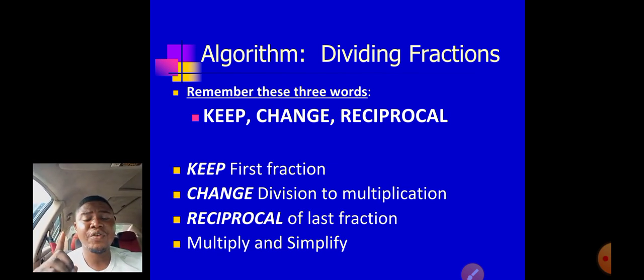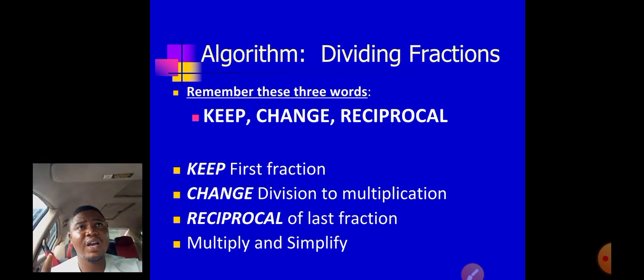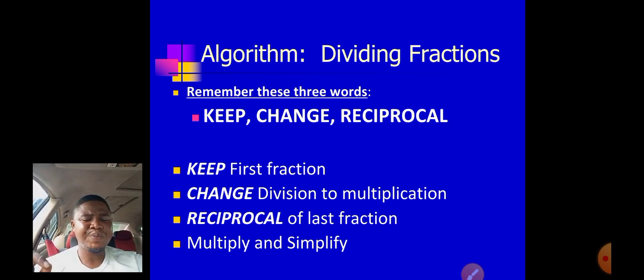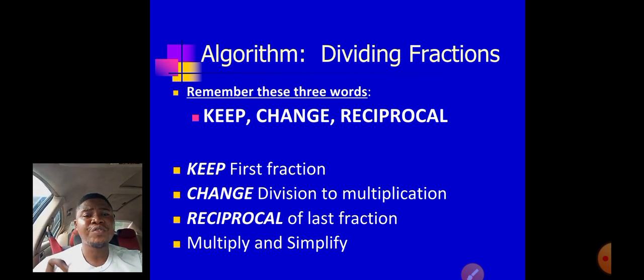I said it before we started this class, before I went into introducing the topic. It's not about being intelligent. Mathematics is not about being intelligent. Mathematics is also about being careful. You need to be careful before you can be the best in mathematics.